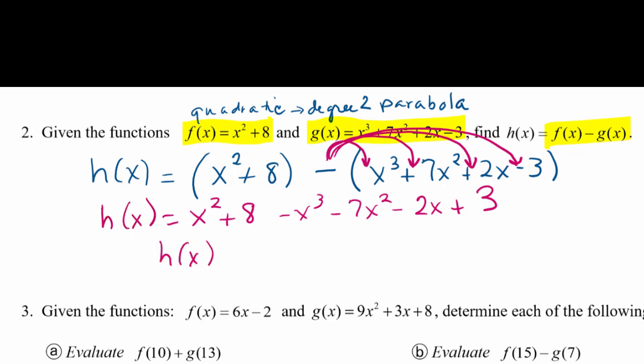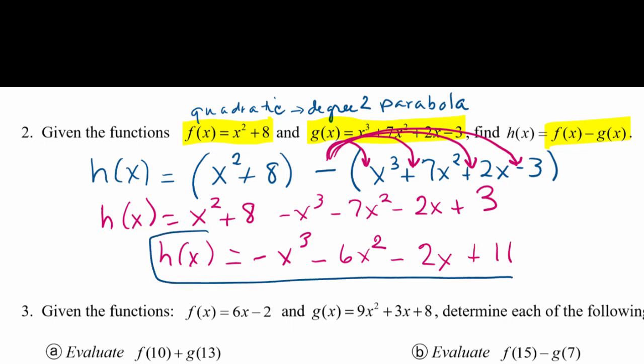H of x. We want to make sure that we put them in descending powers of x. So that first term is negative x cubed. Then I'm going to add together the x squared. So that's going to give me a negative 6x squared. Then I have the negative 2x, and I'm going to add a plus 3, and that's 11. So this is my answer for my new function h, which was created by subtracting the two functions f minus g.